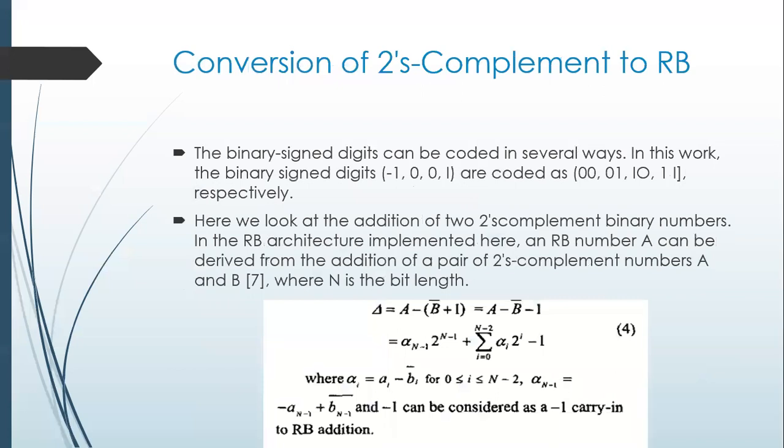Now, what is the conversion of two's complement to RB? How do we do it? Let's see that the binary signed digits can be coded in several ways. In this work, the binary signed digits -1, 0, 1 are coded as 00, 01, 10, and 11 respectively. Here we look at the addition of two's complement binary numbers. In the RB architecture implemented here, an RB number A can be derived from the addition of a pair of two's complement numbers A and B, where n is the bit length.